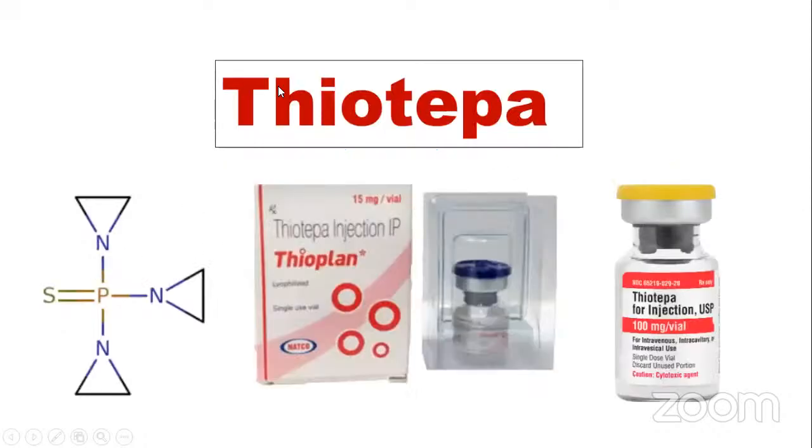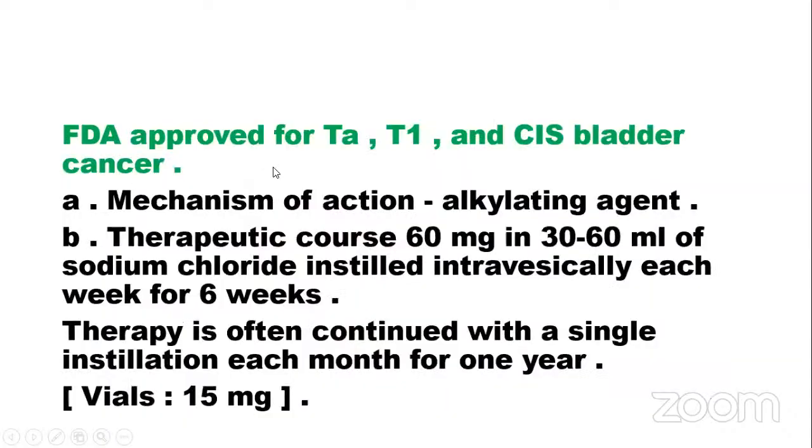We'll come to another drug known as thiotepa. This is a good example of thiotepa. We have a vial of 15 milligram, and also a thiotepa vial of 100 milligram. So we'll use thiotepa 15 milligram, and this is the chemical structure. It is FDA approved for Ta, T1, and CIS bladder cancer. The mechanism of action is also an alkylating agent, like the other alkylating agents described.